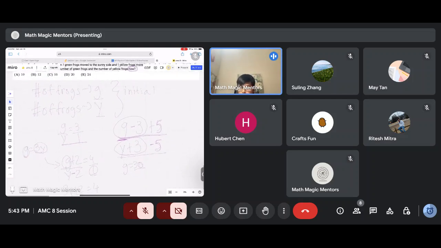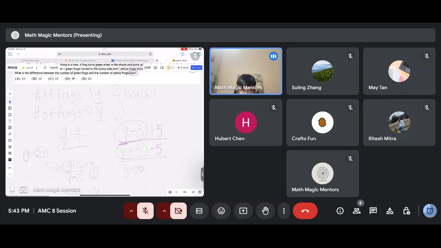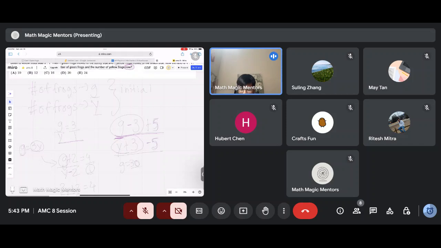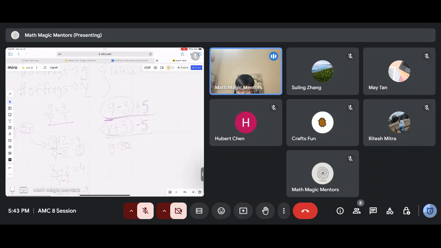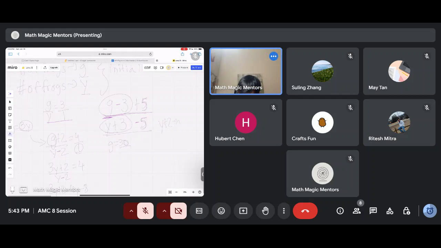And you're done. But no, it says what is the difference between the number of green frogs and the number of yellow frogs now? So now means that you have y minus 2 yellow and g plus 2 green, right? So these are what you have now.